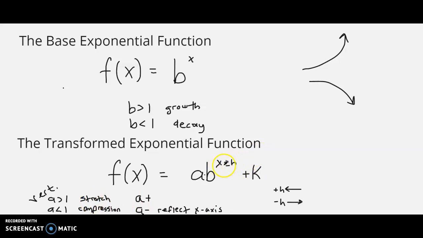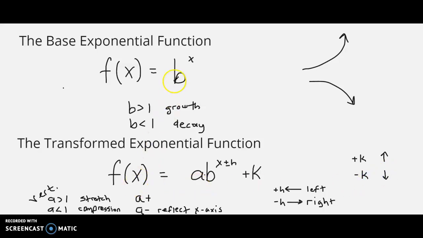Let's talk about this h. If there's a plus h, counterintuitively, you actually would be shifting the function that many spaces to the left. I know on the x-axis and horizontal movement, you would assume plus would be to the right and negative would be to the left, but it's actually the opposite. If you see a minus h, that actually means the function is shifted to the right that many spaces. And finally, we have the k. That's the vertical movement. Plus k would be up, and minus k would be down. And that's sort of consistent with the y-axis. Positive values, you go up on the y-axis. Negative values, you go down.